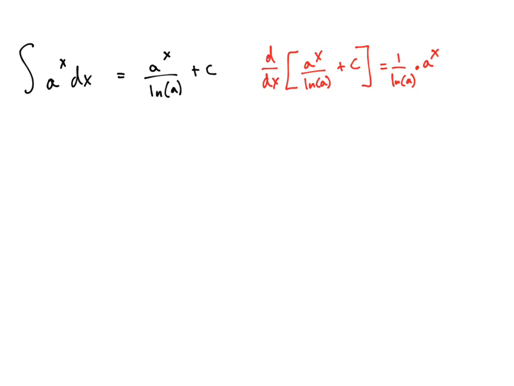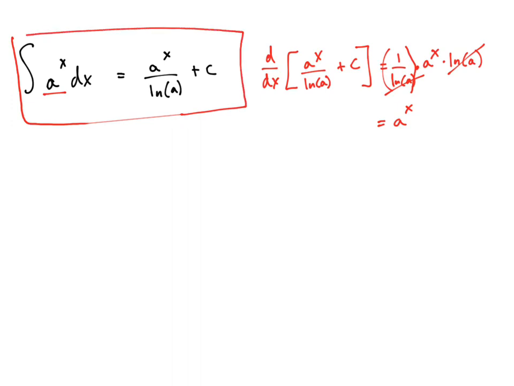Well, the derivative of a to the x, hang on, how do I want to write this? Let me back up a sec. We can write it like this. So I pulled out 1 over ln of a. So the derivative of a to the x is a to the x times ln of a. So the ln of a's cancel, and we're just left with a to the x, which is what we have right here. Okay, so in summary here, we have the integral of a to the x is a to the x over ln of a plus the constant.